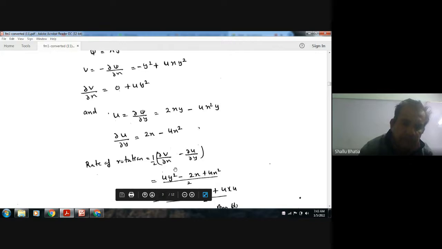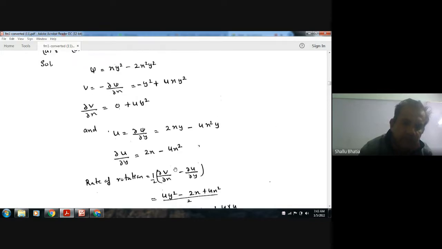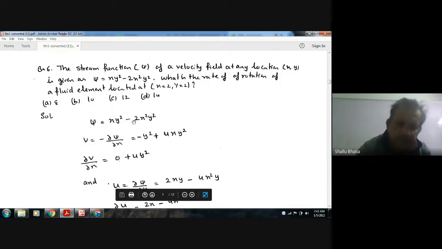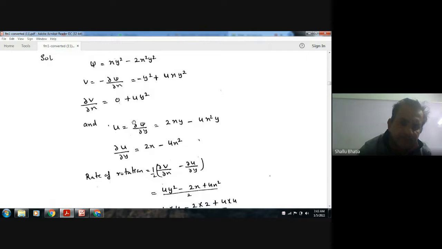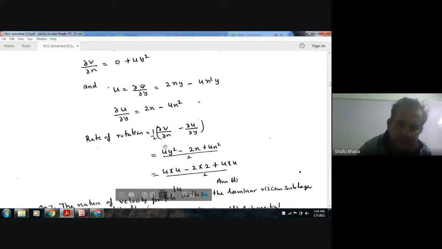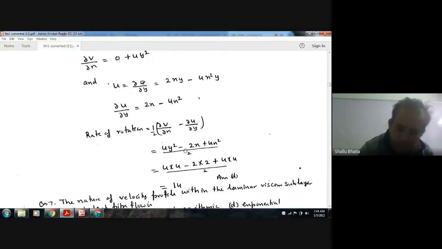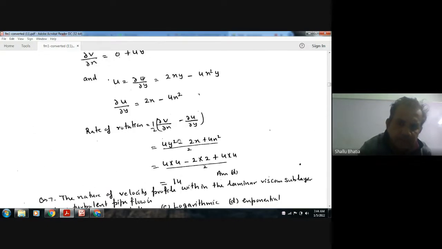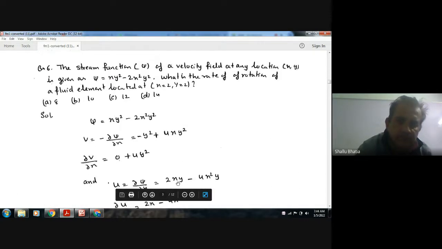Okay, so the rate of rotation about the z axis is given by (∂v/∂x − ∂u/∂y) divided by 2. So this is 4y², and this is 2x − 4x², and it is divided by 2. Now putting the values x as 2 and y as 2, we get this rotation, omega z, the rate of rotation, as 14. Okay.